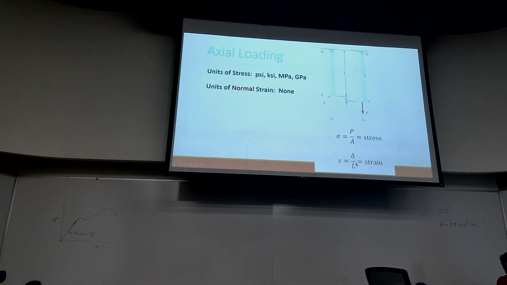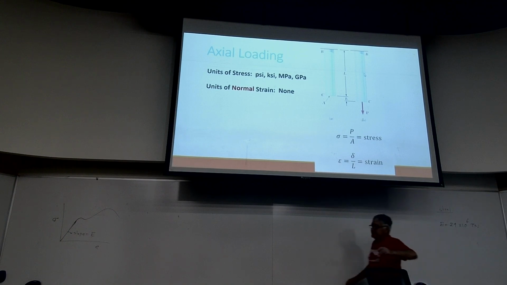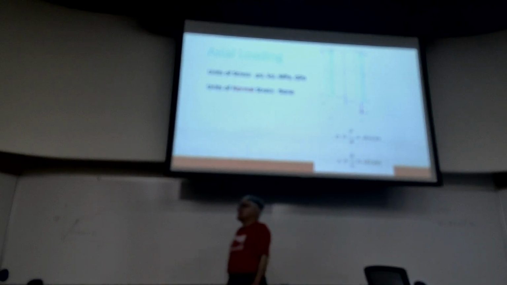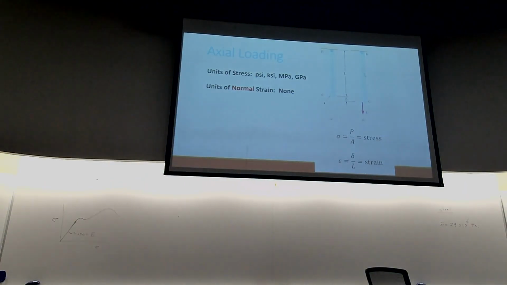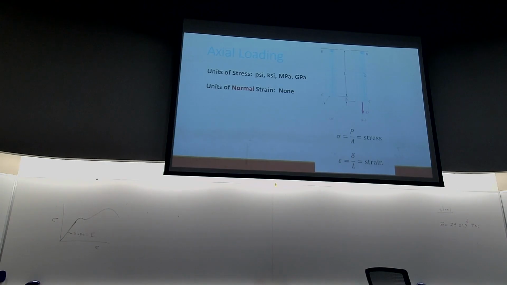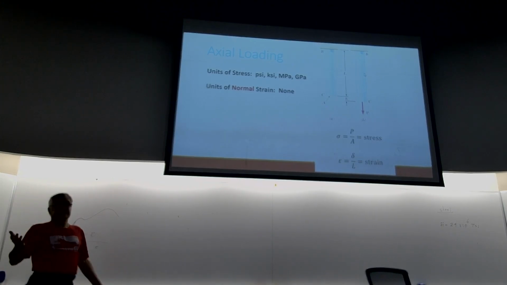And epsilon is delta over L, called normal strain. And now we have Hooke's law, which states that as long as you stay in the linear region between this point and here, then sigma is E times epsilon, and E is the slope of that line, which we call modulus of elasticity.